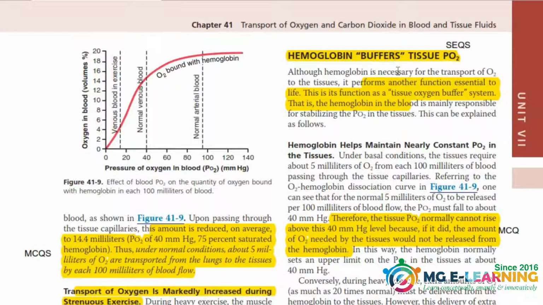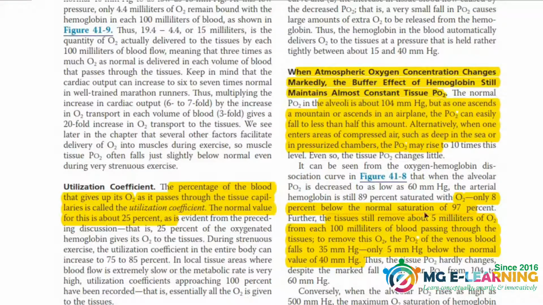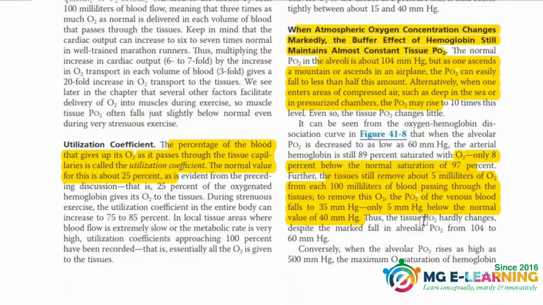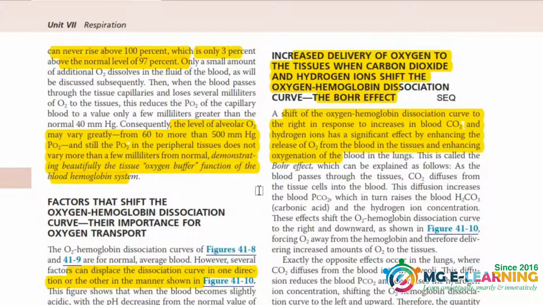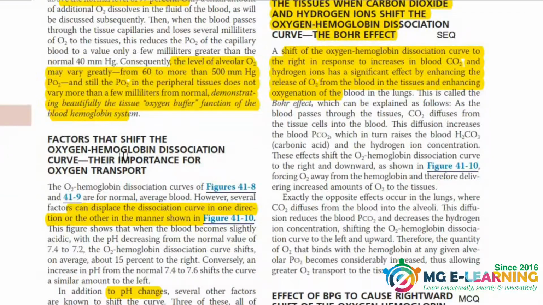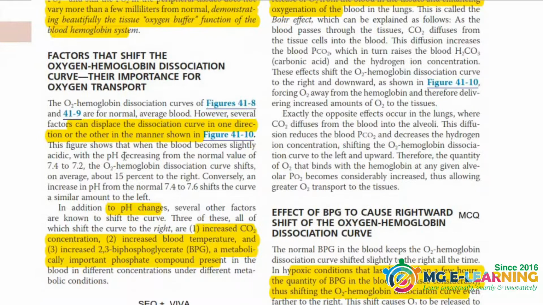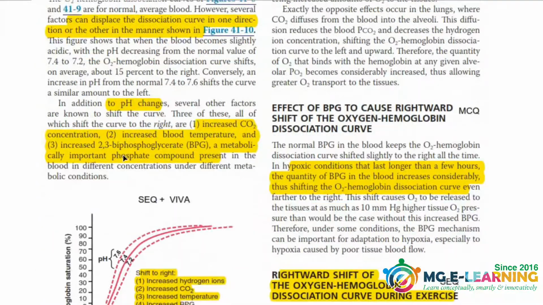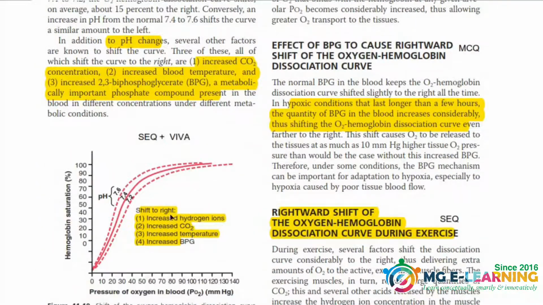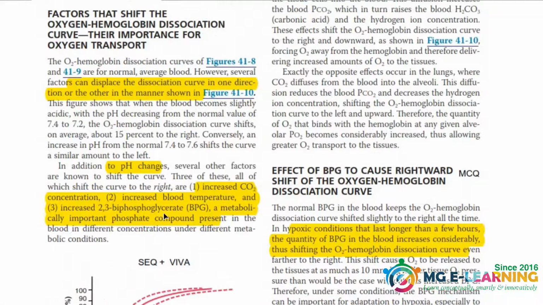Hemoglobin buffers the tissue oxygen. This topic is also important for MCQ basis, and important points are highlighted. These highlighted texts are important for your written paper for SCQ. This is also important for your SCQ. Then the factors that shift the oxygen hemoglobin dissociation curve. This is very important. These all factors are very, very important for your SCQ.